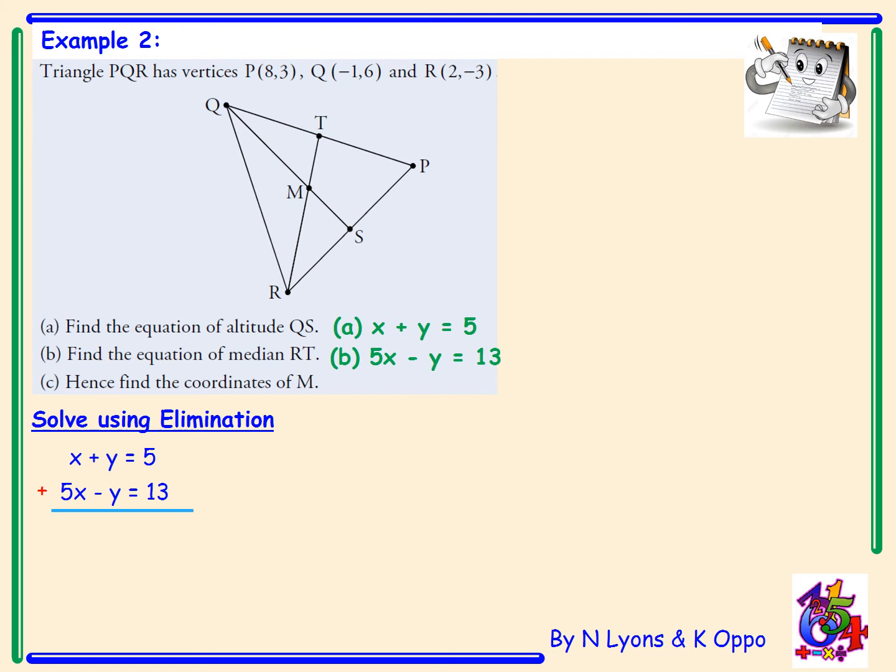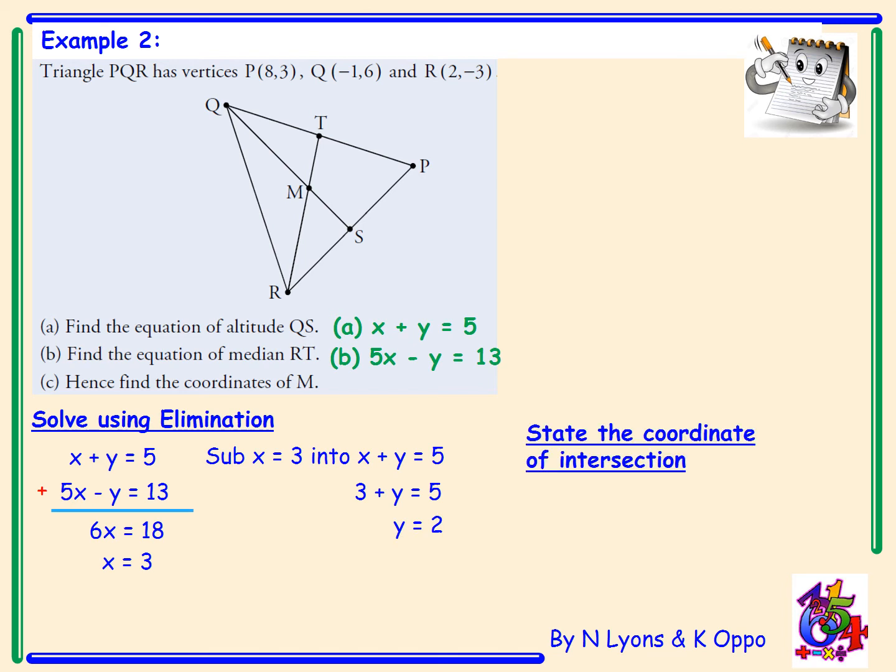So x plus 5x will be 6x, and 5 plus 13 is 18. 6x is 18, therefore 1x will be 3. I'm going to sub x equals 3 into x plus y is 5. 3 plus y is 5. We'll take the number 3 over and subtract from 5 to obtain y equals 2. Final step is to state the coordinate of intersection, which is 3, 2.